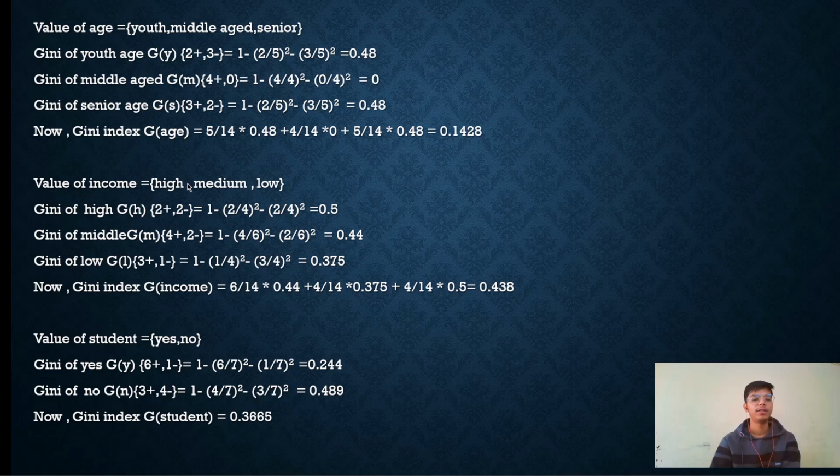Similarly, for income, there are three values: high, medium, low. Here you can see that we will find their respective Gini index, and then we will find the Gini index of the whole income, which is 0.438.